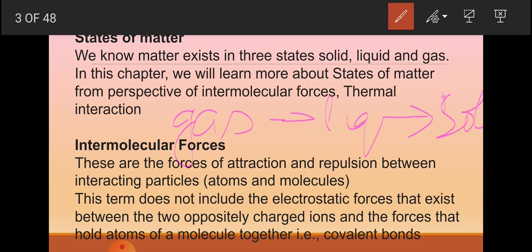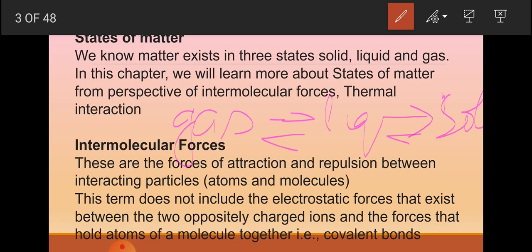How? And all are interchangeable. When we compress gas, it will become liquid, means when we are increasing the pressure, gas is becoming liquid, and when again we are increasing it, it is becoming solid, and vice versa. So you can see that solid changes into liquid and liquid changes into gas under appropriate conditions of temperature and pressure.